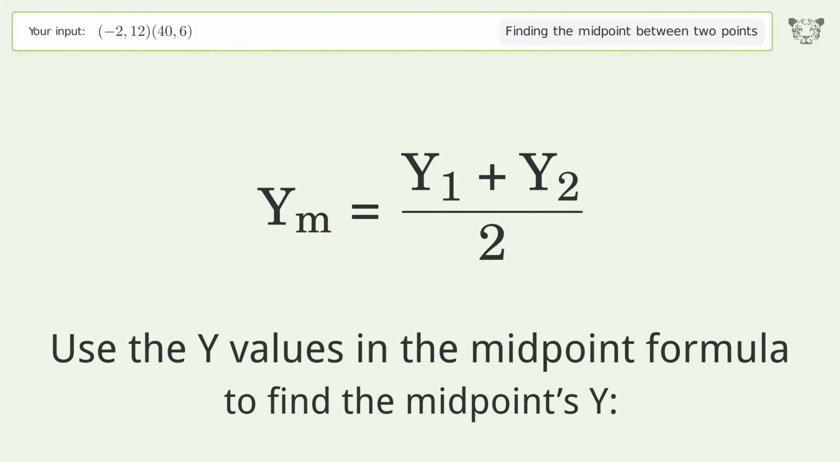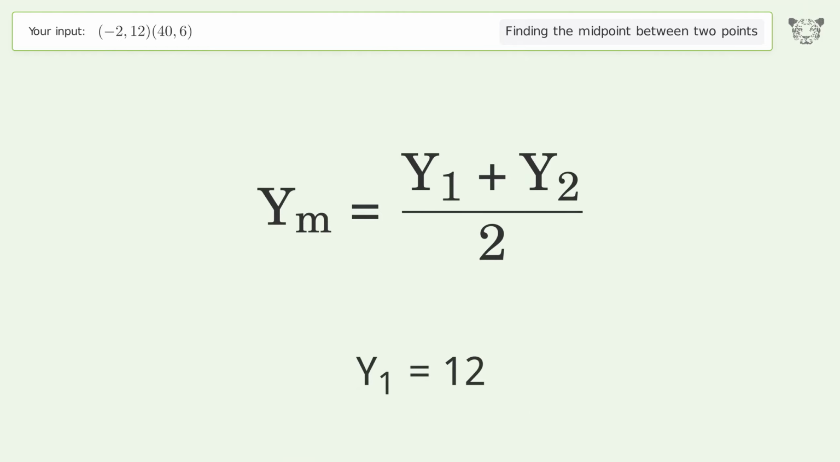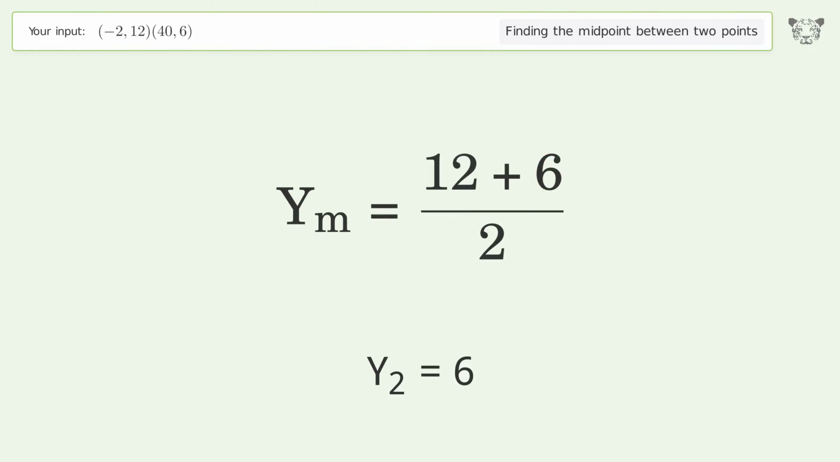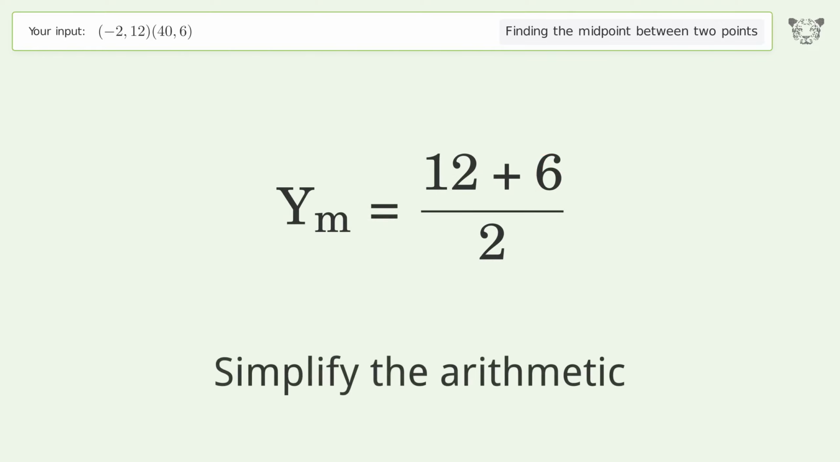Use the y values in the midpoint formula to find the midpoint's y. y1 equals 12. y2 equals 6. Simplify the arithmetic.